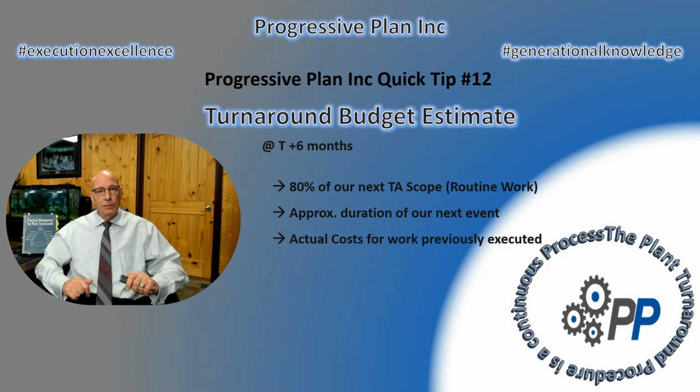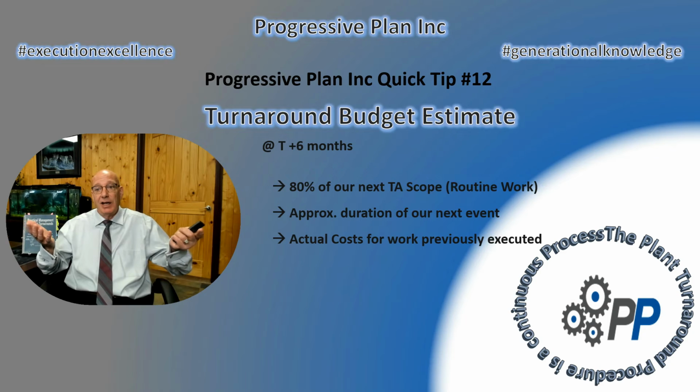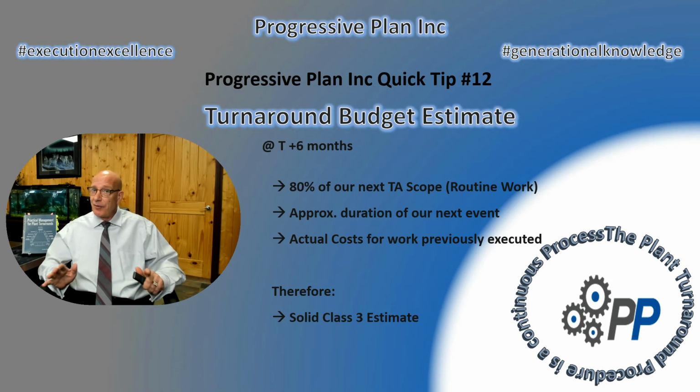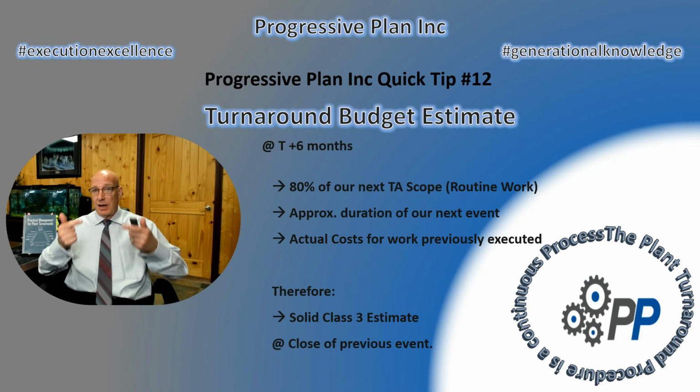We also know the actual cost to perform that work. We know that because we've just done the work, and if this is any kind of a less than new facility, we've done this work multiple times. So we have really sound basis for what it costs to do the work. Therefore, at this time, 6 months after we've started up our plant, we have everything we need to make an absolute rock solid class 3 estimate right at the close of our previous event.